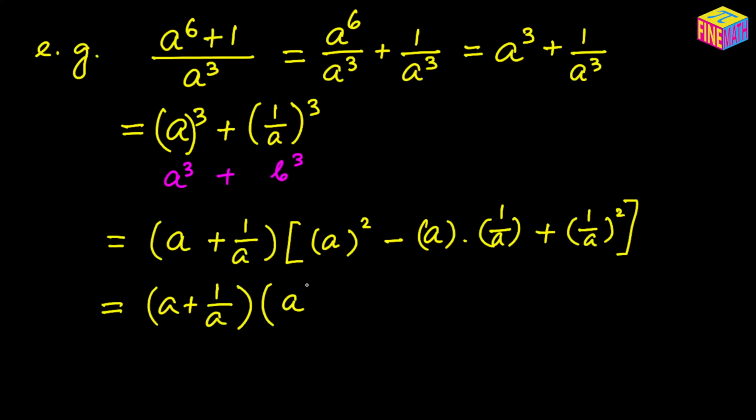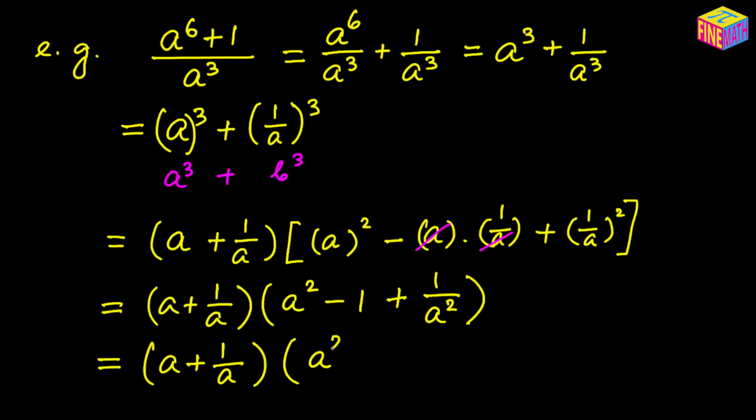times a squared minus this a right here and this a, they will cancel out each other because one is in the numerator, one in the denominator. So that will give us a 1 right there, and then plus 1 over a squared, because 1 squared is actually 1. I could have written it like 1 squared, but 1 squared is actually 1. So that is why I wrote it like that. And then if we rearrange a little bit, we can write it like this: a plus 1 over a times a squared plus 1 over a squared minus 1. And that is the factor form of our original expression.